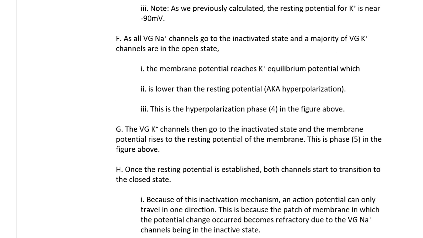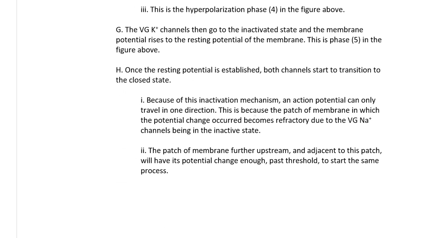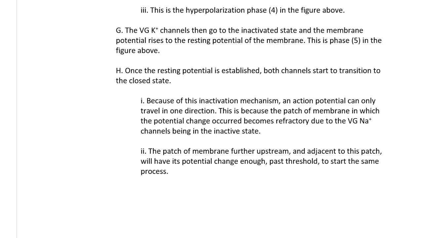Note, as we previously calculated, the resting potential for potassium is near minus 90 millivolts. As all voltage-gated sodium channels go to the inactivated state, and a majority of voltage-gated potassium channels are in the open state, the membrane potential reaches potassium's equilibrium potential, which is lower than the resting potential, aka hyperpolarization. This is the hyperpolarization phase 4 in the figure above. The voltage-gated potassium channels then go to the inactivated state, and the membrane potential rises to the resting potential of the membrane. This is phase 5 in the figure above. Once the resting potential is established, both channels start to transition to the closed state.